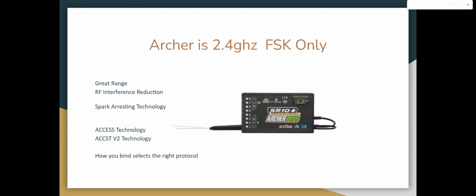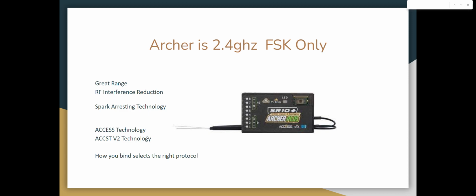the receivers had, actually I'm missing something when I look at this. Here we go, try it again. Had something called access. At the time it was ACCST. It was ACCST V1 at the time. This is a long time ago.